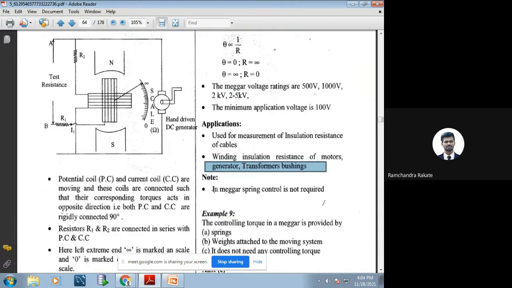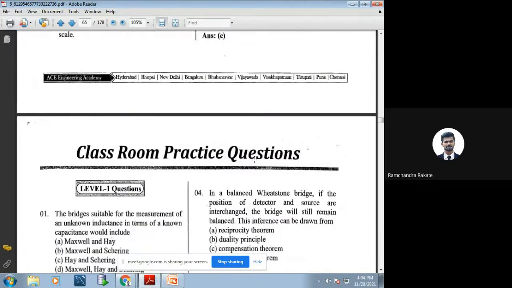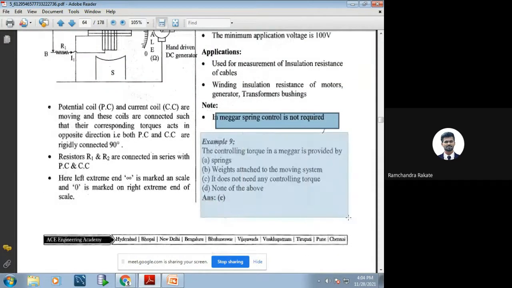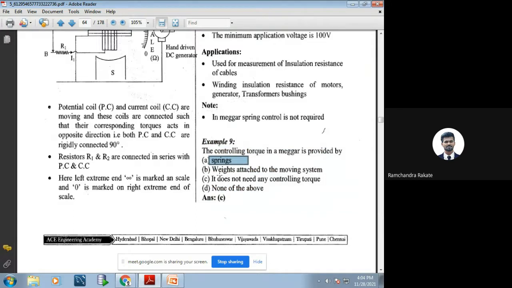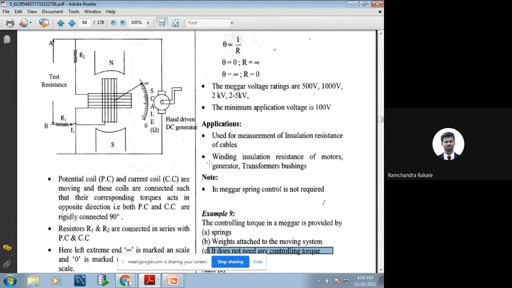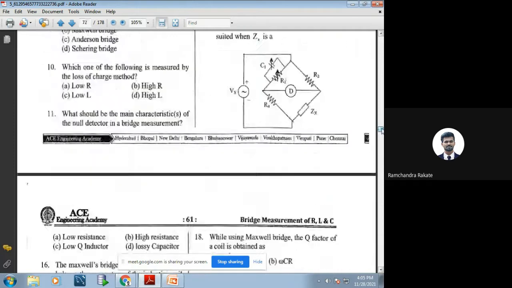Correct. In a Megger, spring control is never used as in an indicating instrument. We have used the spring control mechanism, but in a Megger we never use spring control. So the question is, controlling torque in a Megger is provided by what? As we know, it is not controlled by the spring. Weight attached to the moving system would be gravity control. No, we are not controlling in this way either. It does not need any controlling torque. Correct. The correct option is, it doesn't need any controlling torque for this particular arrangement.